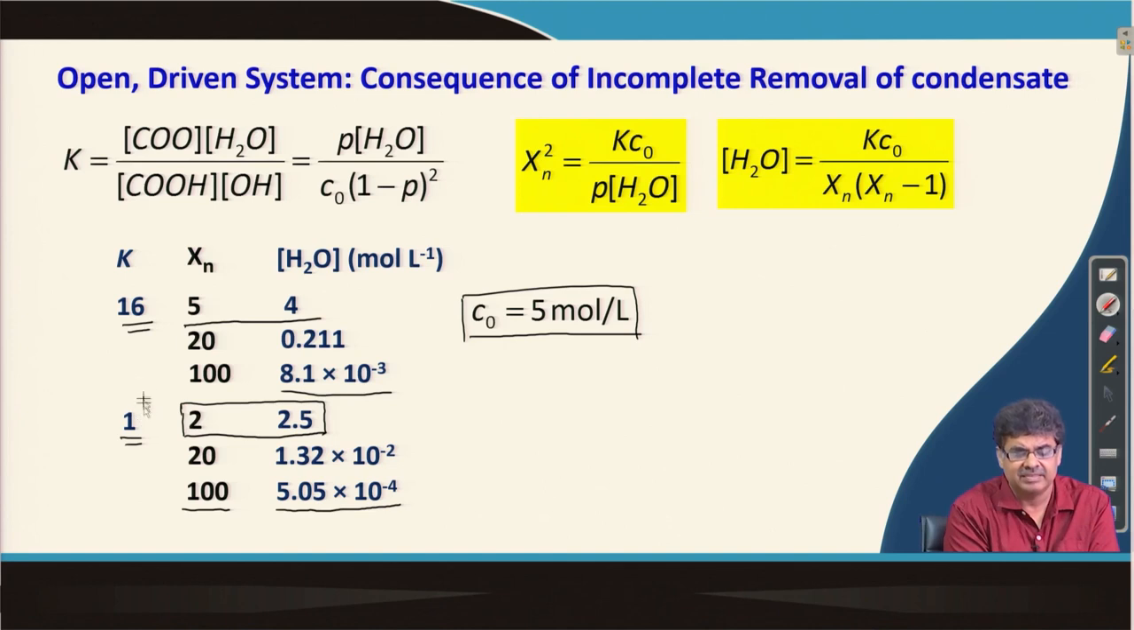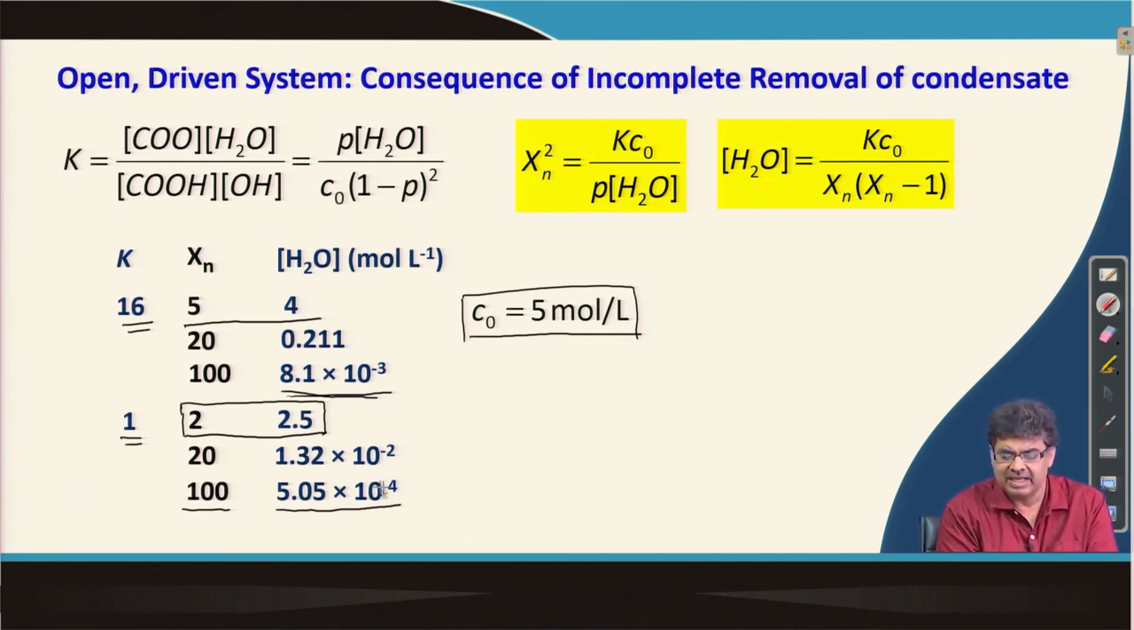But as I said, the typical K values of the reactions involved in step polymerization are in this region, which means that we have to remove the small condensate in the reaction to a low concentration. And that means my evacuating system has to be very good. Like we have to apply a strong vacuum. We have to do the reaction at quite a high temperature so that we can effectively remove the water or other condensate from the reaction mixture.